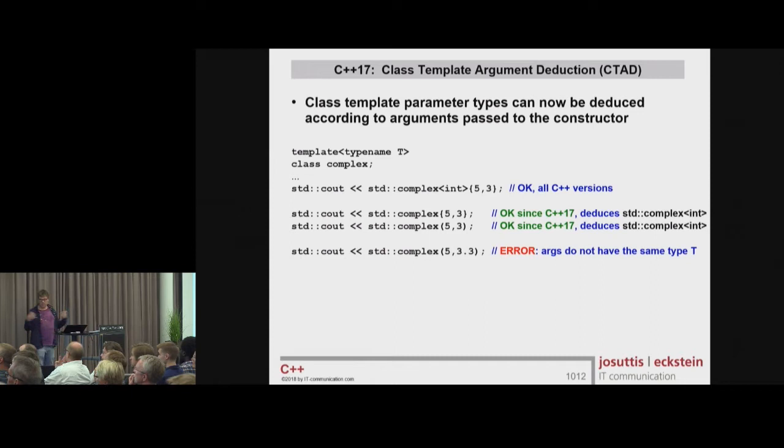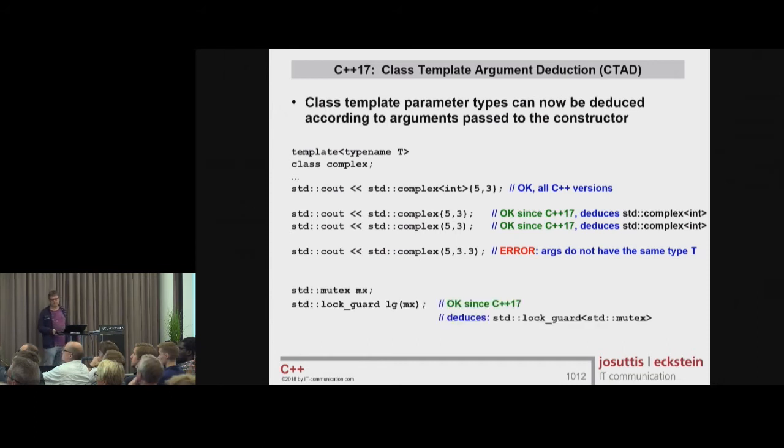This works as for function templates. Also for function templates, types are deduced according to the function. Now for classes, the types are deduced, if possible, according to the constructor called. The constructor for complex takes the same type T for both the real and imaginary part. Therefore, the next line is an error, because the compiler has no clue what to deduce here. We say the real part should be an int, the imaginary part should be a float or a double, so there's a contradiction, and this will not compile.